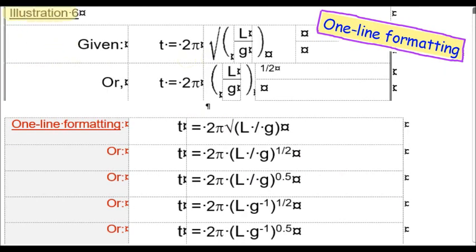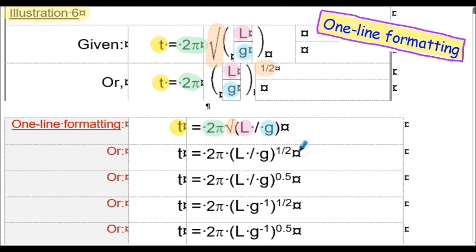Illustration 6, we're given time t is equal to 2 pi multiplied by the square root of L divided by G. I've actually used two-line formatting on the next line. I just removed the square root sign and raised the bracket to the power of a half. And if we consider one-line formatting, that'd be t is equal to 2 pi multiplied by the square root of L divided by G in its own bracket.